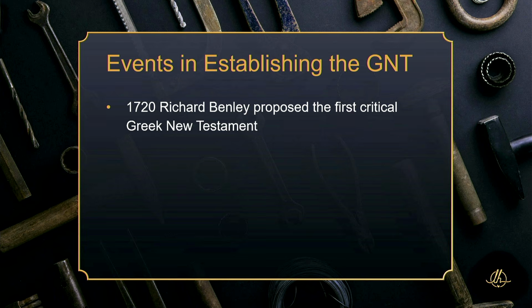Others saw what Valla did and got on board, and they began comparing manuscripts to each other to root out scribal errors, and also this was a forged document 400 years after the fact. So they wanted to get back to the sources as accurately as possible. The story affects the New Testament first with a man named Richard Bentley. In 1720, he proposed the first critical Greek New Testament.